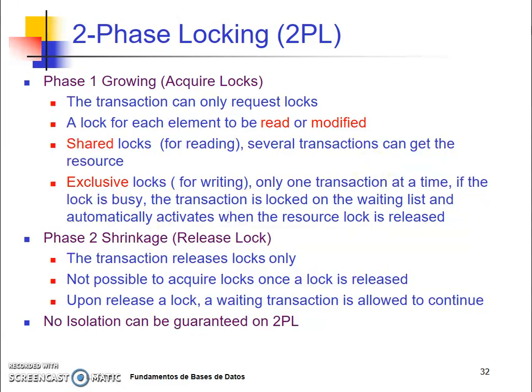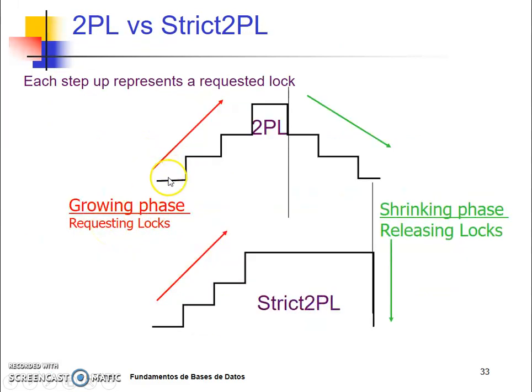If the lock is busy, the transaction is placed on the waiting list and is automatically activated when the resource lock is released. The transaction has to wait until the other transaction completes the task and releases the lock. So in phase one, I'm just going to ask for locks, acquire locks. I can see that in this example. This is phase one. I acquire a lock here, and acquire a lock here, and acquire a lock. Acquiring locks is like stepping up.